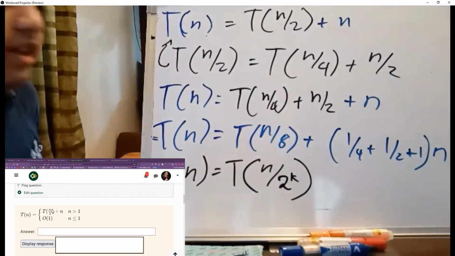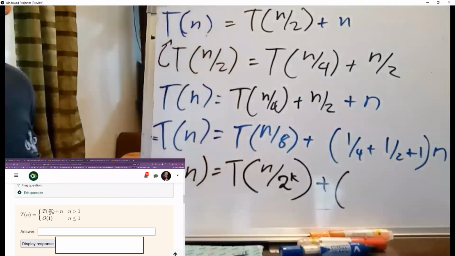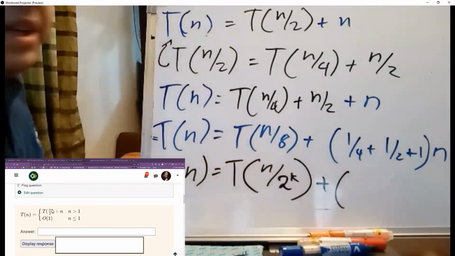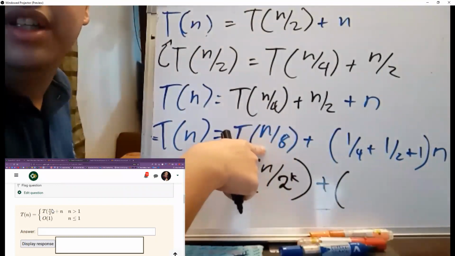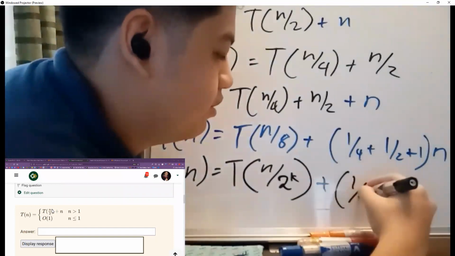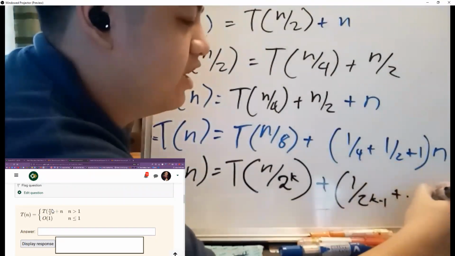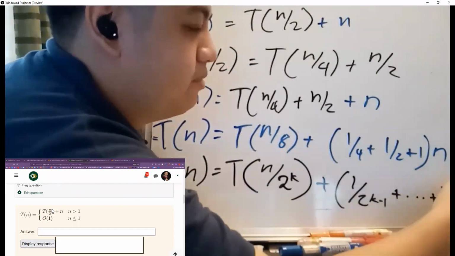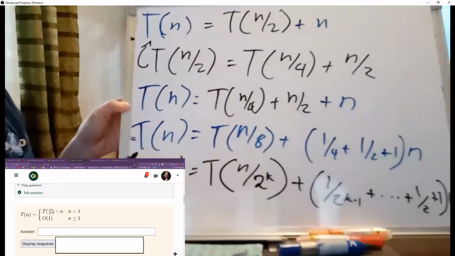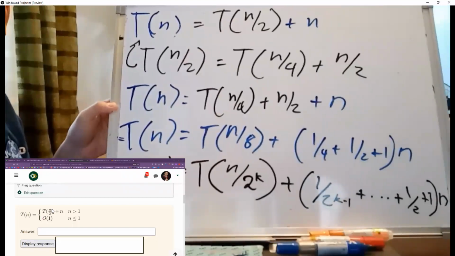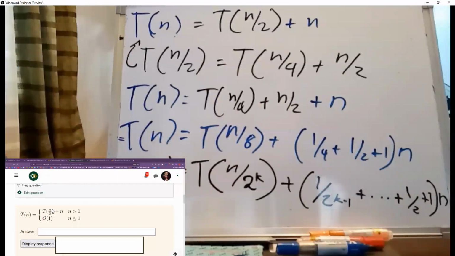And then yung ating ina-add kay n or yung coefficient ni n is parang baliktad ako. Yung pinakamaliit na term natin is times 2 nung nasa loob ni T of n na term. So 1 over 2 to the k minus 1 plus dot dot dot hanggang 1/2 plus 1 times n. So this is equal din kay T of n.